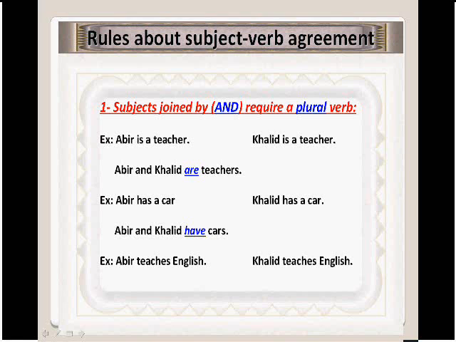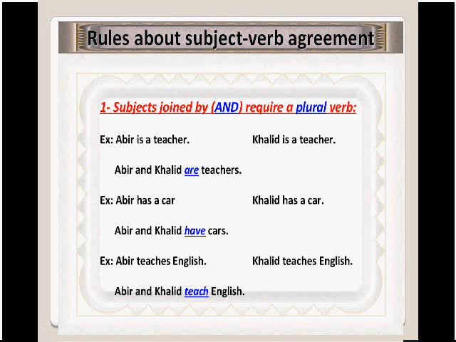Again, if I look at Khalid teaches English, then it's the same. If I change Khalid and use another pronoun, it would be he. So he teaches English. Then of course again the same thing, if I have he or she in the sentence, then the verb should take S. Of course in our case here we have to put ES because the verb ends in CH. If I write these two sentences as one sentence, then it will be Abir and Khalid teach English.